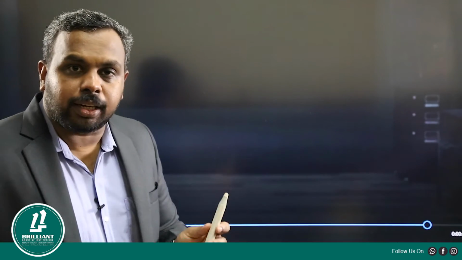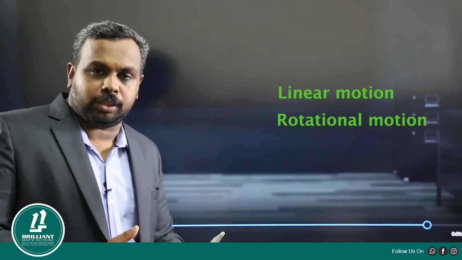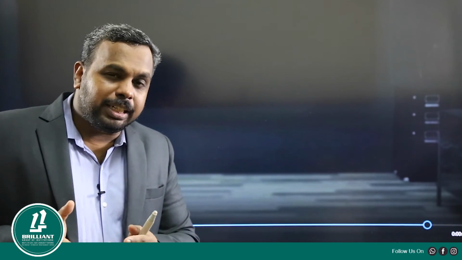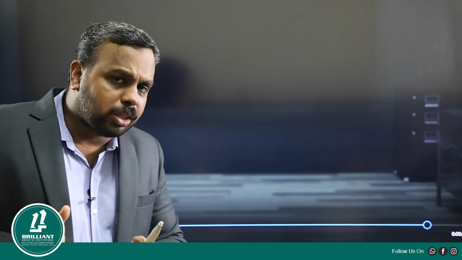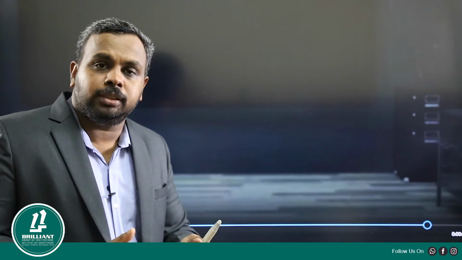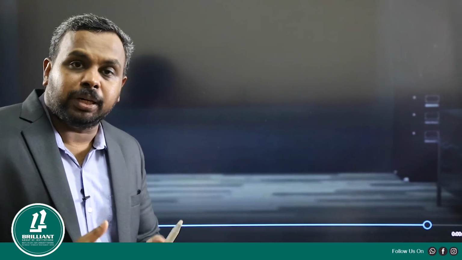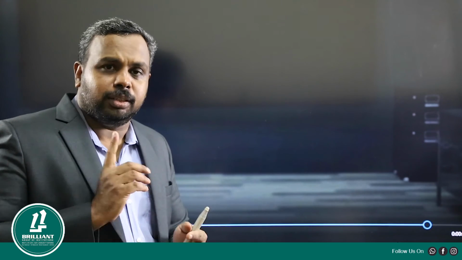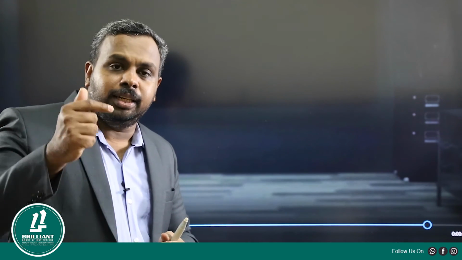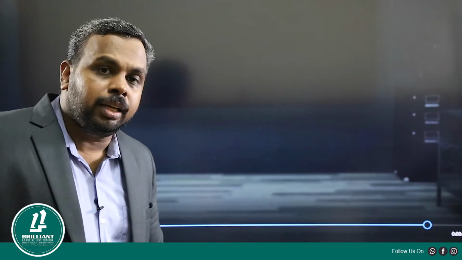I think you got a clear idea about the difference between linear motion and rotational motion. In linear motion, the displacement and the velocities of each particle on the body are the same, but in rotational motion, the displacement and the velocities of different particles are not the same, but there is a common factor. What is that common factor? If you are drawing their circular paths, you can see their centers. The centers of the circular paths are in a common line, and that line is known as what?